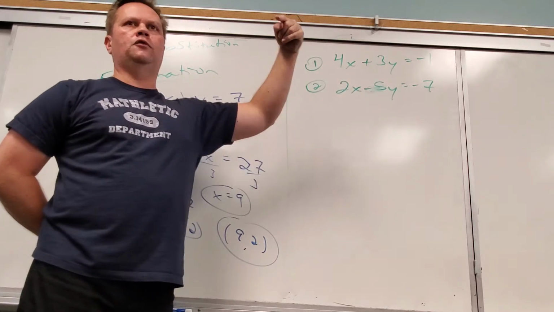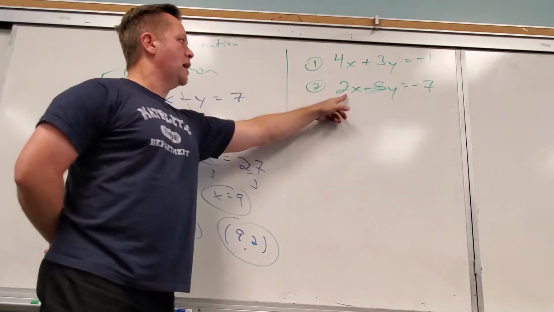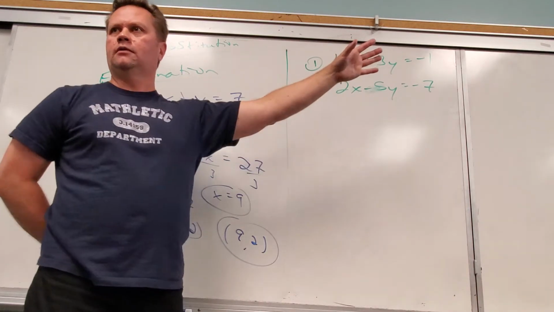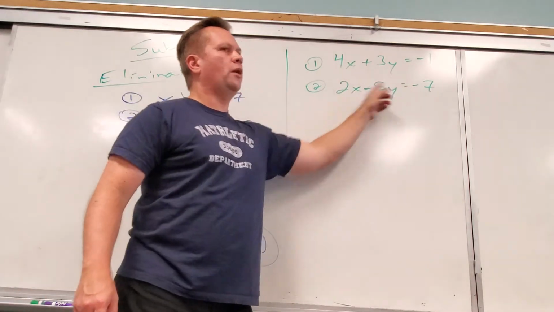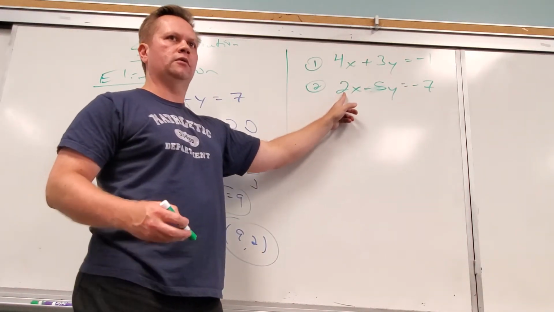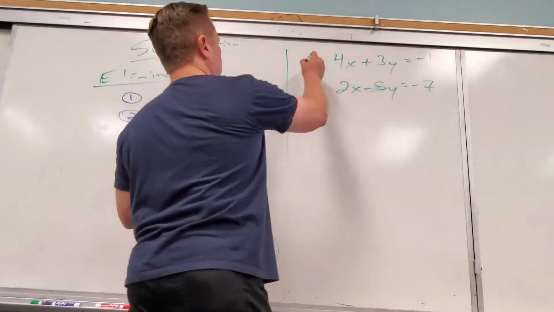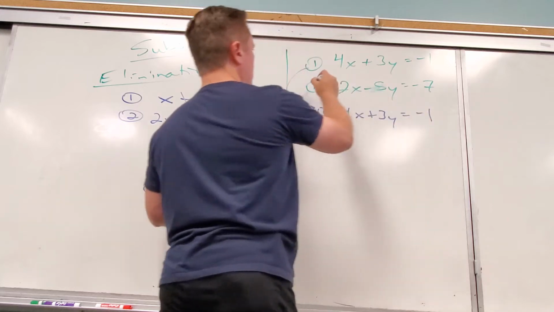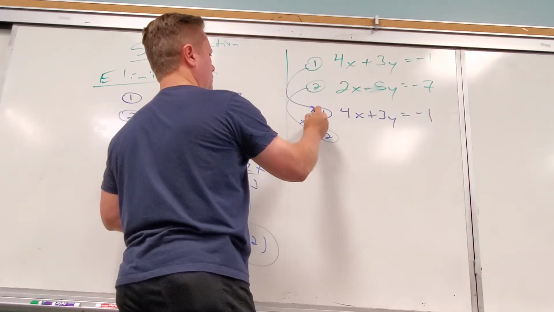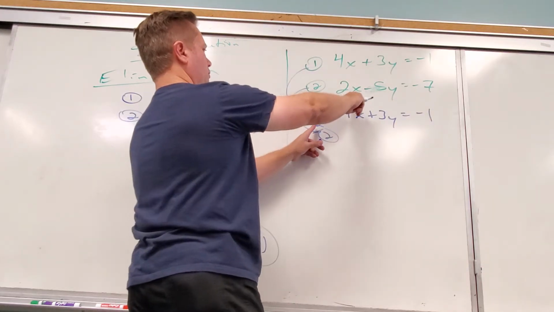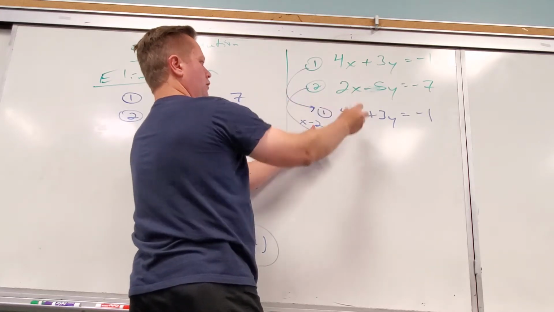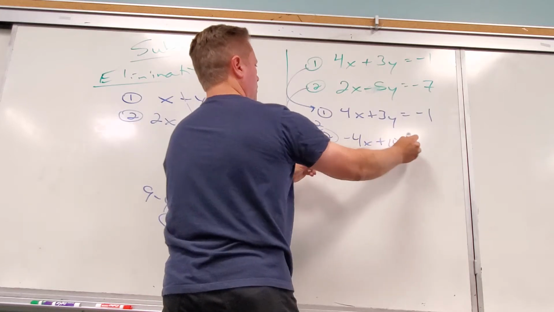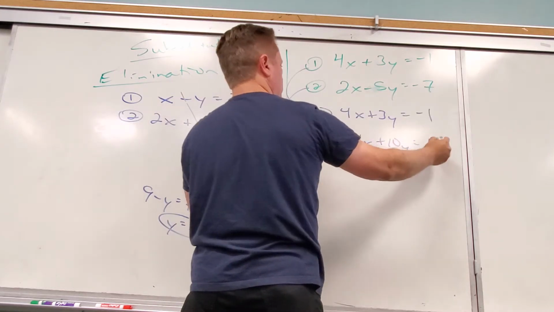Negative 4. I can't just make this a negative 4. I love my people that just erase this and put a negative 4 there. No, that's illegal. What do I have to do to this equation to make this become negative 4? So let me rewrite. I'm going to leave one alone. He's fine just how he is. Take 2 and multiply by negative 2. So I get negative 4x plus 10y equals 14. Positive 14 only.